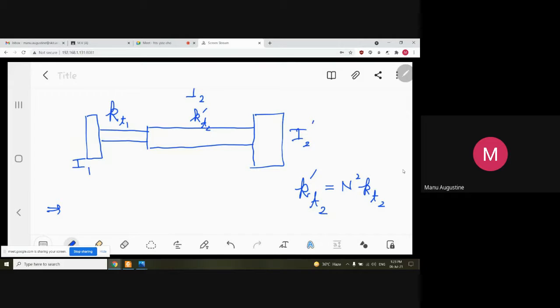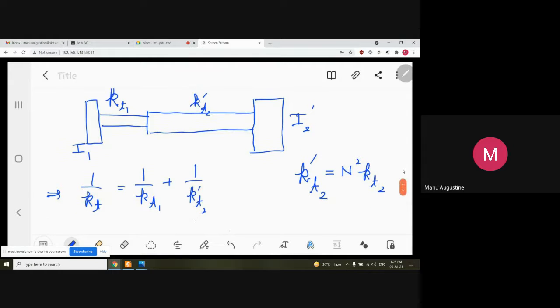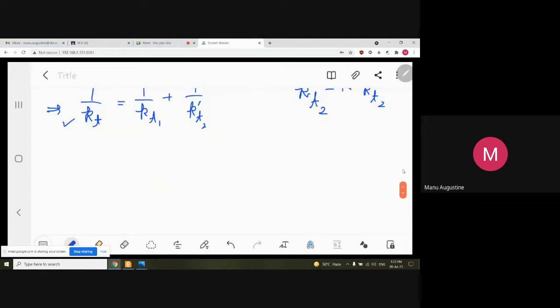Now the shafts are in series, so I will simply get kt. Instead of writing kt equivalent and all, I will simply write it as kt. Kt can be obtained by applying the formula for springs in series, because these shafts are basically acting as torsional springs in series. So it will be 1 upon kt1 plus 1 upon kt2 dash. Now since kt1 and kt2 dash, both the values are known, you get the value of kt. And once the value of kt is known, this entire system reduces down to an equivalent simple system.